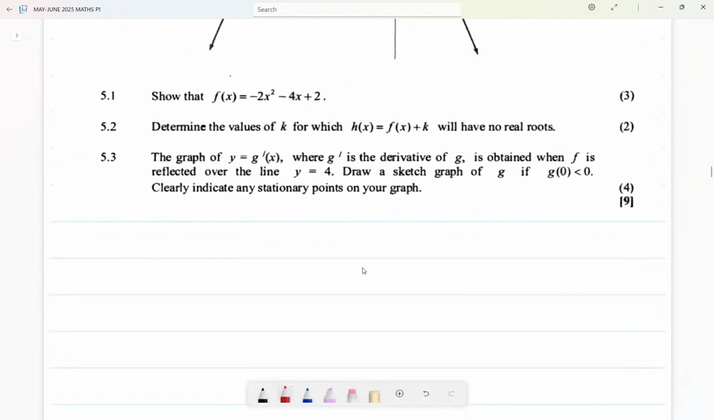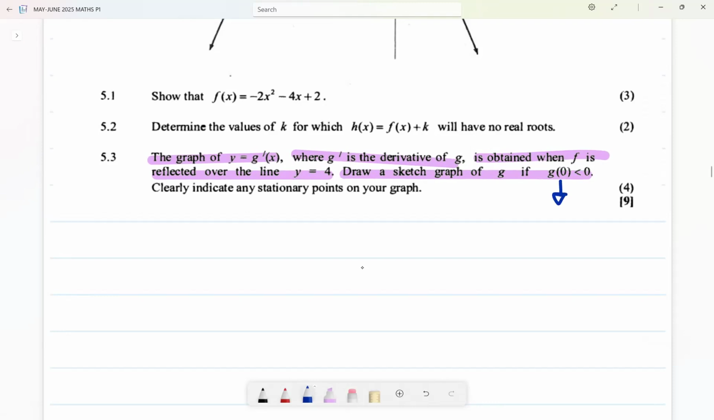Okay, it says the graph of y is equal to the derivative of g, not the inverse. The graph of y is equal to g prime x, where g prime is the derivative of g, is obtained when f is reflected over the line y is equal to 4. Draw a sketch of g if g of 0 is less than 0.